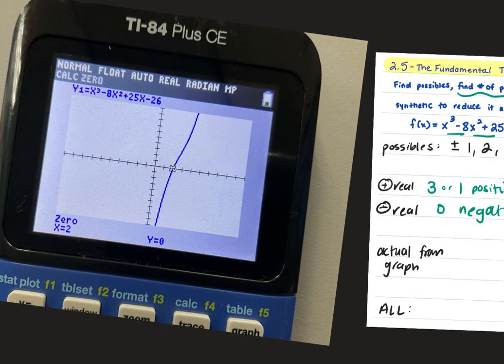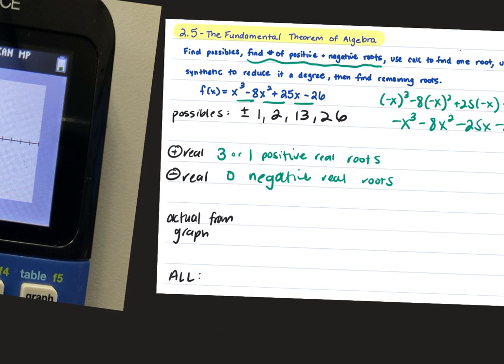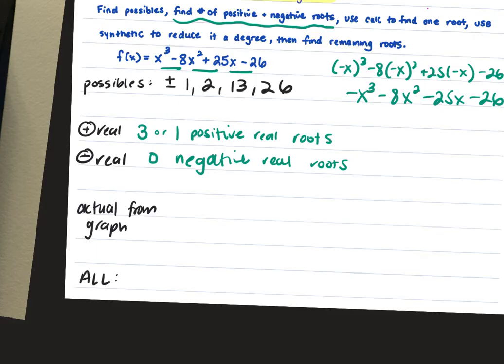Okay, same thing's going to happen. There's only going to be 1 positive real root, and it should match one of your possibles. Positive 2 is one of my possibles. So 2 is one of the zeros. It's going to ask for all of them. You've got to make sure you include the one from your graph, okay?